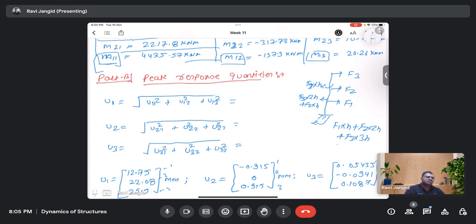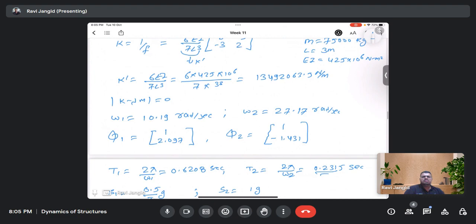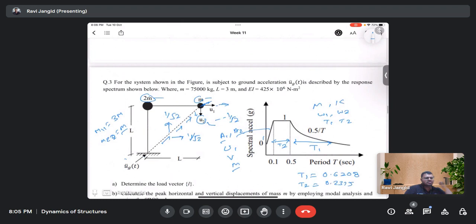Sir, will there not be any effect of the other mass? Effect of any other mass in which question? That is, just now you explained the mass calculation, that mass matrix. So you considered only one mass exactly at the second degree of freedom. Just now you showed that sketch. What about the 2m?